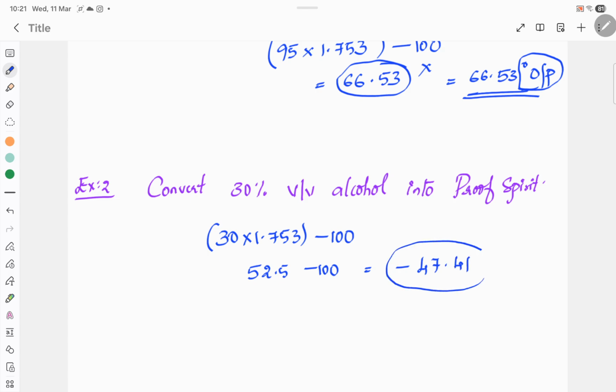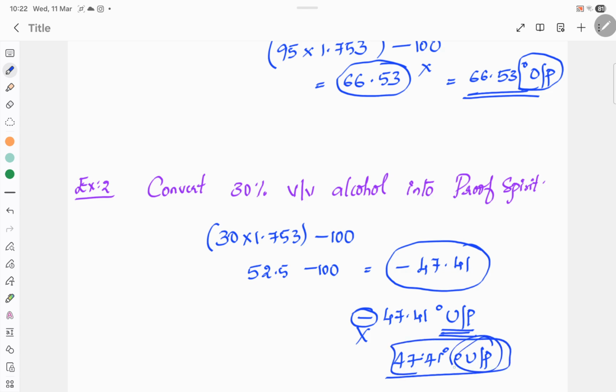As it is a negative value, you should write it as 47.41 degree underproof. When you are writing these units, you should not keep the minus sign here, otherwise it will be wrong. The answer will be 47.41 degree underproof. When you write it as underproof itself, we can understand that it is a negative value.